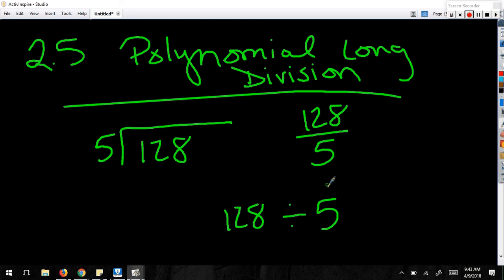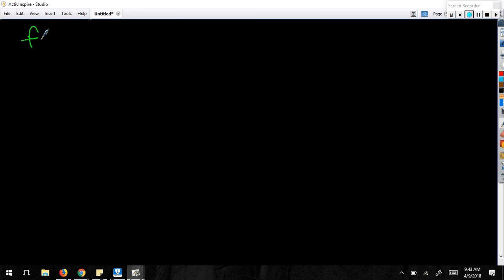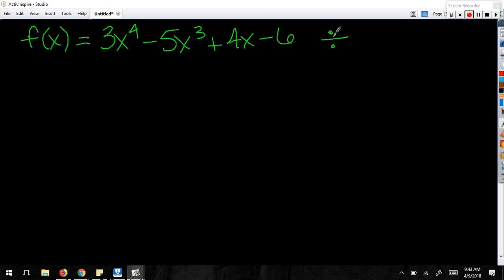Okay, so our difference now is these are going to be polynomials and not just whole numbers. So we'll have something like, let me change. You need a lot of room for this. It does take a lot of room. 3x to the 4th minus 5x to the 3rd plus 4x minus 6 divided by x squared minus 3x plus 5.